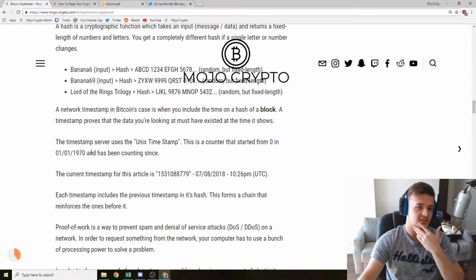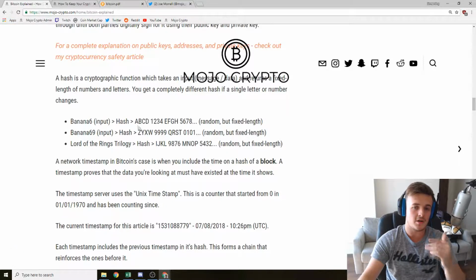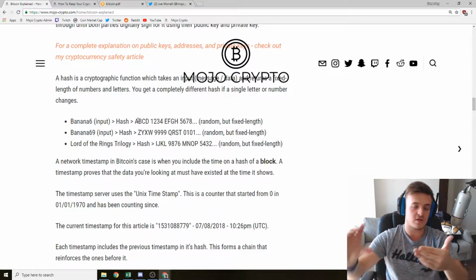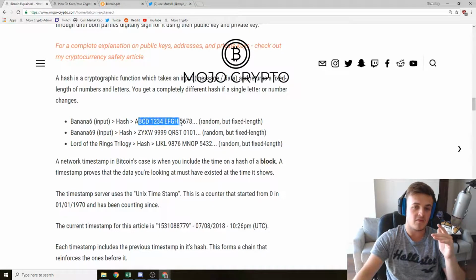It takes a ridiculous amount of processing power. And this is so long, a big, long string of numbers and letters. It can never be the same. The chances of that are so minimal that it won't happen, mate.